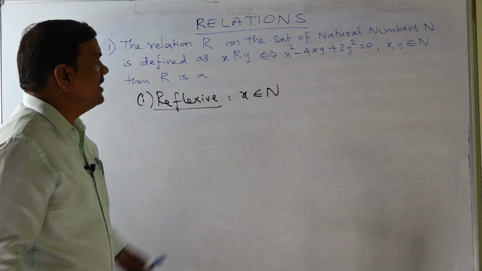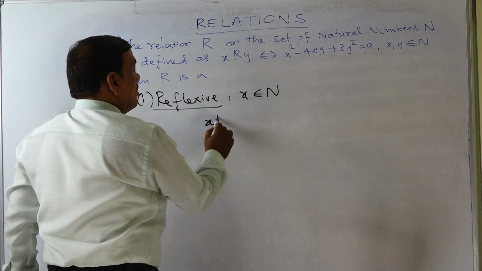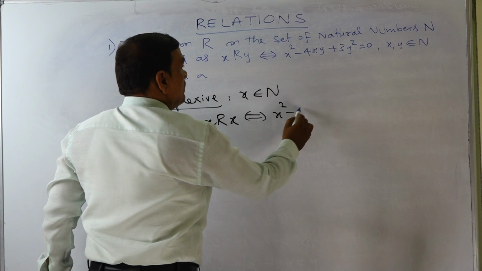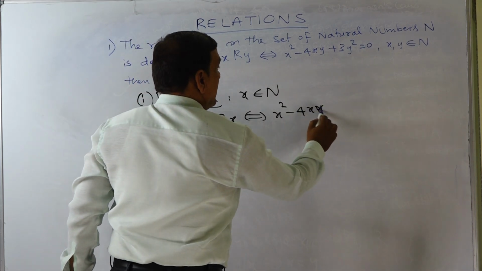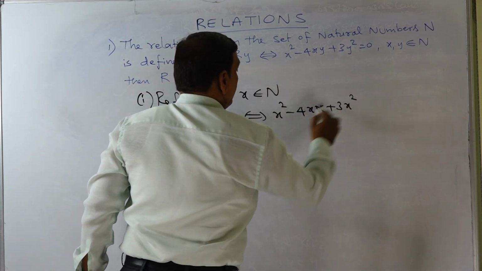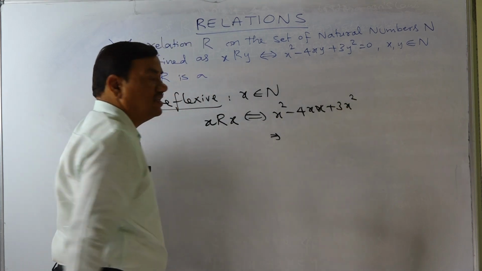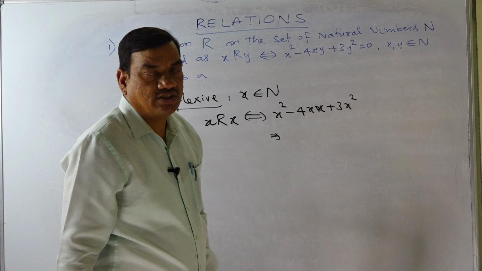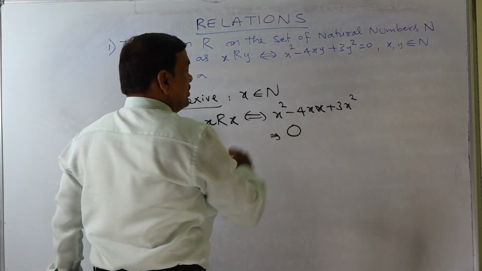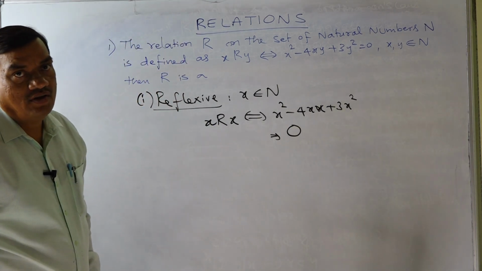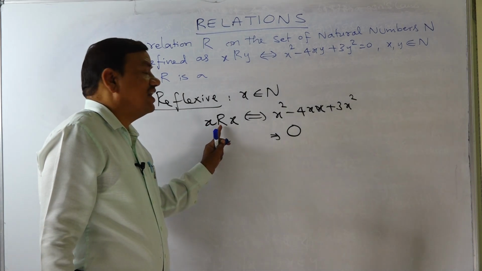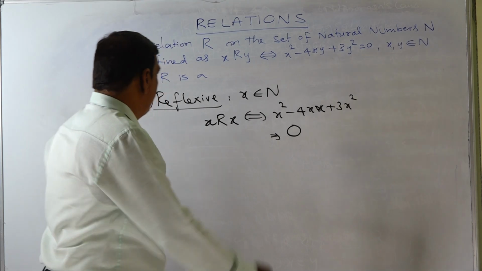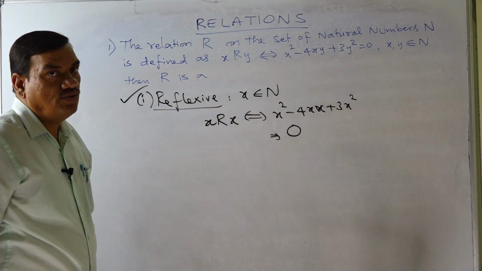Now apply the condition x related to x. How is it related? x square minus 4xx plus 3x square. What is the value of this? x square plus 3x square is 4x square, and 4 into x is 4x square. So 4x square minus 4x square is equal to 0. Right or wrong? Yes, it is right. So x is related to x under this condition is always true. Therefore, R is a reflexive relation.